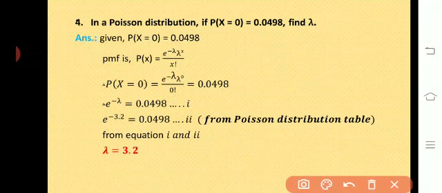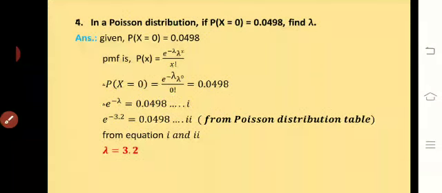So, these are some 2 mark questions on Poisson distribution. Next class, we will solve more examples on Poisson distribution.